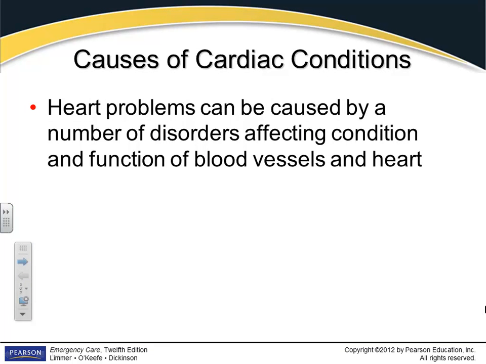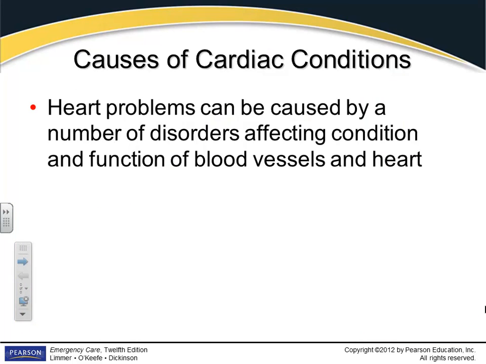Okay, causes of cardiac conditions. Let's see. Did we get that on the recording? I don't know who that was. Caleb's going, that wasn't me. Yeah, I knew I thought so.